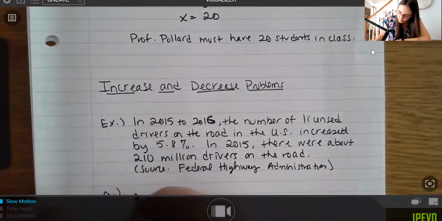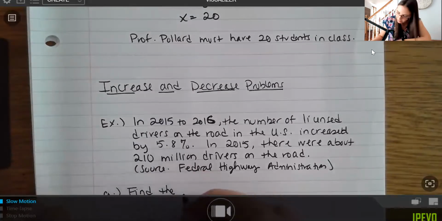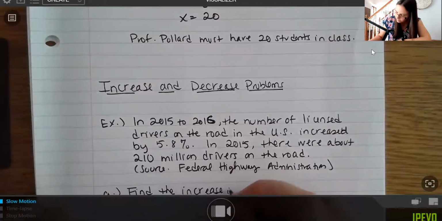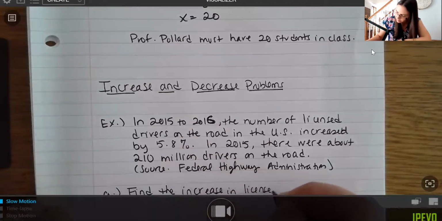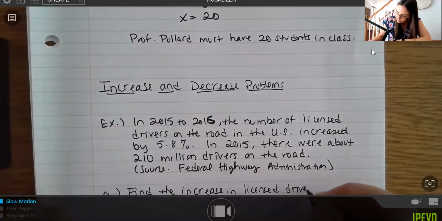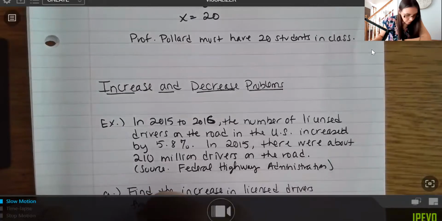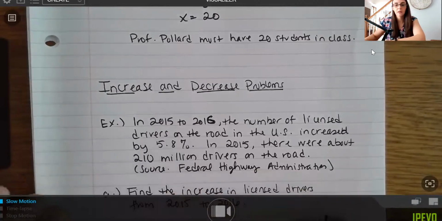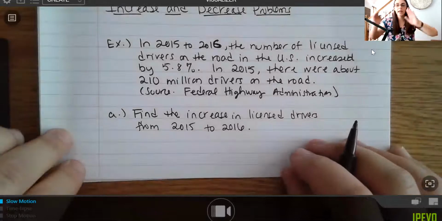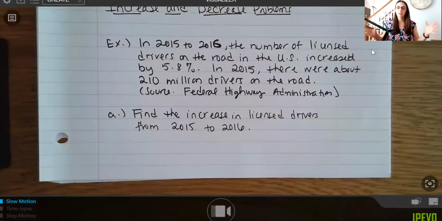So part A, first thing we're going to do is find the increase in licensed drivers from 2015 to 2016. What we're looking for in part A is not the total amount in 2016, it's the amount of the increase. So you want to be really careful here.